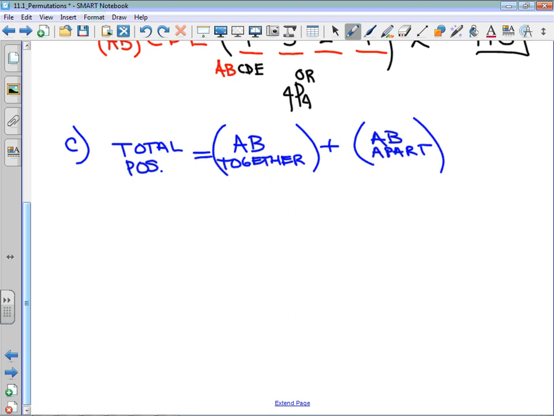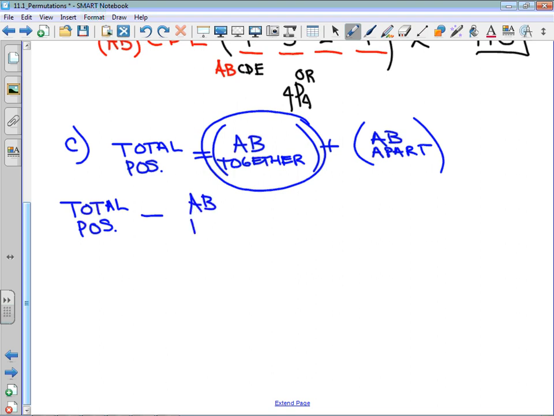The way we do that is by subtracting this term from the other side. I can say that the total possibilities, so every single possible way of sitting, minus the number of possibilities where A and B are together. That's fantastic. So the total possible minus where A and B are together is going to leave me with the number of ways that A and B can be apart.